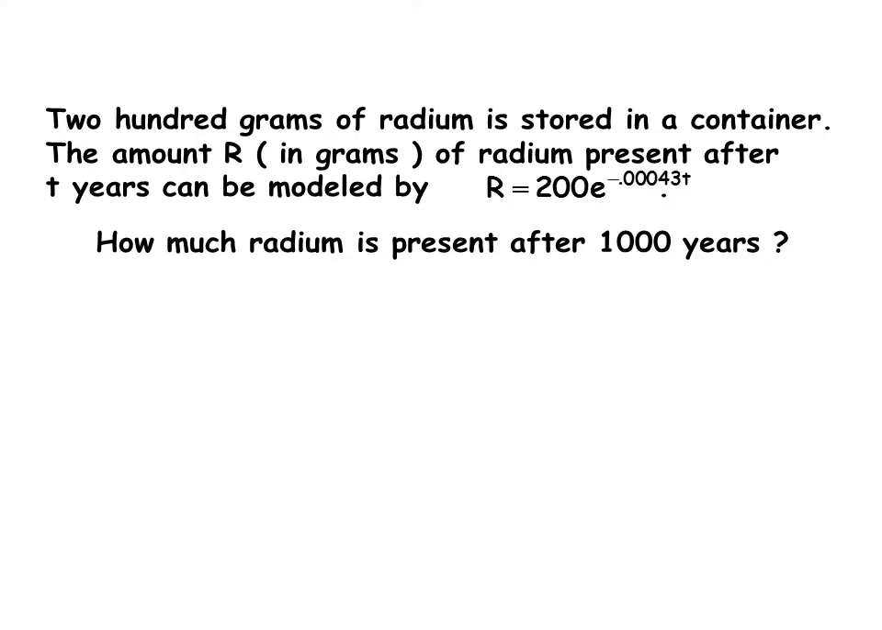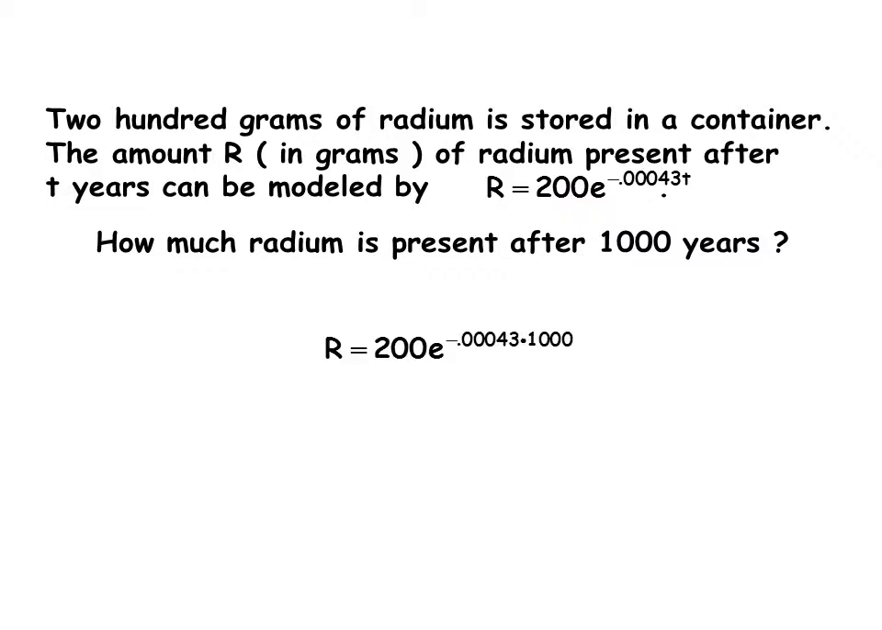Let's try one more. 200 grams of radium is stored in a container. The amount R in grams of radium present after T years can be modeled by R equals 200 e raised to the negative 0.0043 T. How much radium is present after 1,000 years? Go ahead and pause the video and try this one.